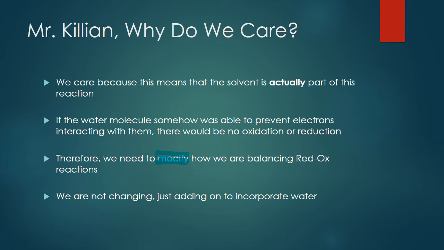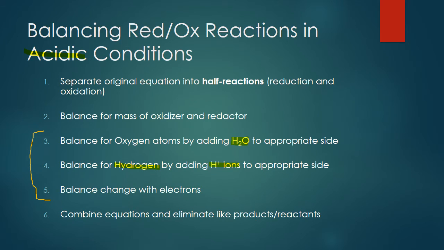I really would hate to read through all of these rules, considering there's 6 of them. But let me just explain a couple of big points. Remember, we are modifying the rules that we had before. We're just adding some stuff to the end. In fact, the stuff that we're adding to the end are steps 3 through 5. All the other steps are ones that we would have done before. First, you're going to separate your equation into half reactions, your reduction half reaction and your oxidation half reaction.